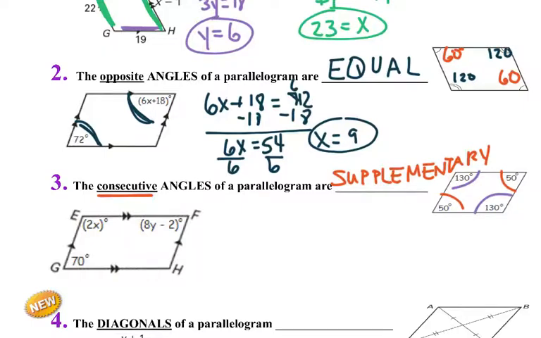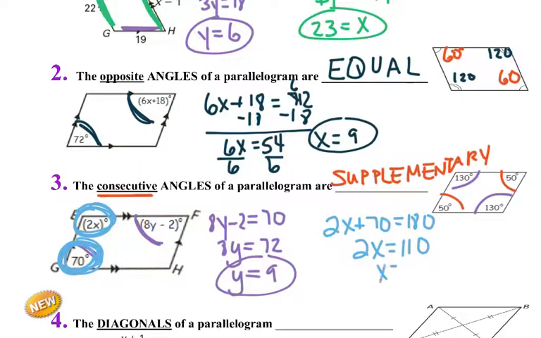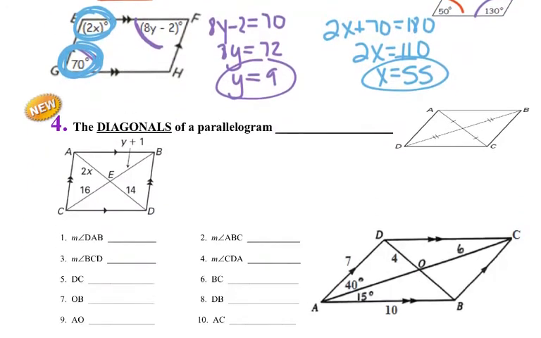So here, if I wanted to solve this one, maybe I'd solve for y first. 8y minus 2 equals 70, because the opposite angles are equal. y is 9. And if I wanted to solve for x, I would look at these 2 next to each other and say that those add up to 180. So 2x equals 110, so x equals 55. Consecutive angles are supplementary.